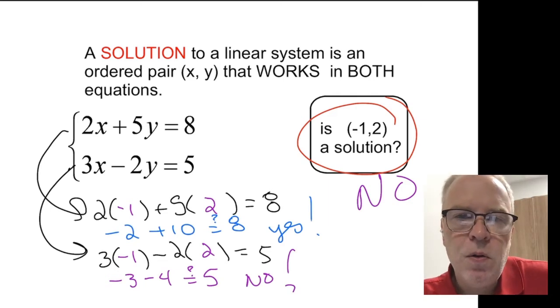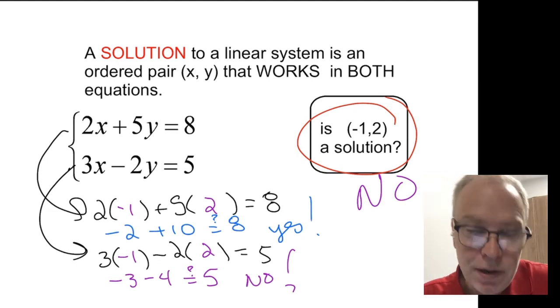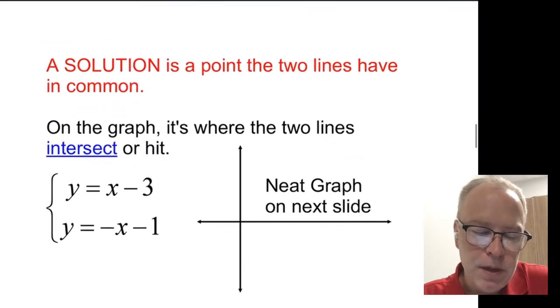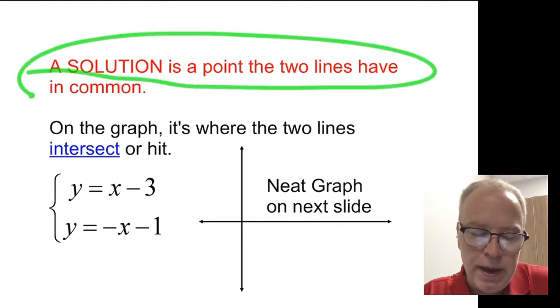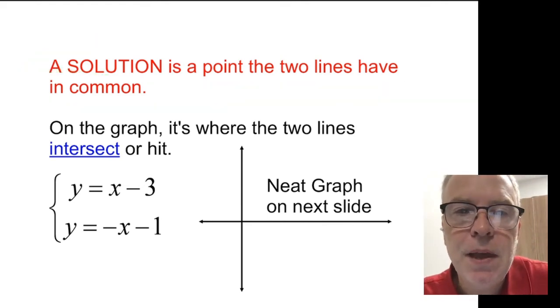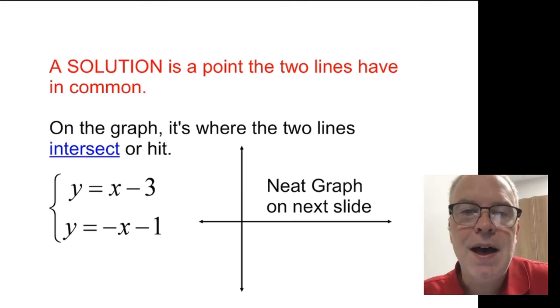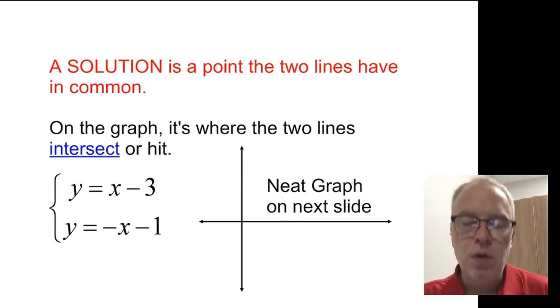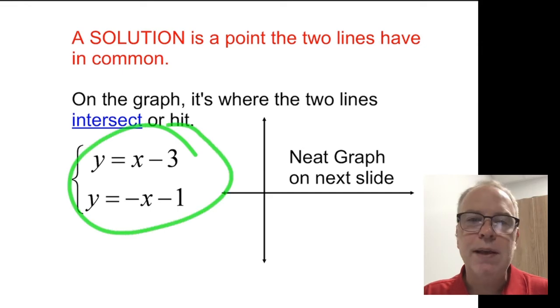So now that we know how to check answers, we should probably, don't you think, know how to find answers? Yeah. So again, listen up, put your phone down, listen up. Here it is. It's really simple. The solution is a point that they have in common. Listen, ready? It's where the two lines hit. It's where the two lines hit on the graph. It's where they intersect. All right, so on the next screen here, we're going to do this problem right there.